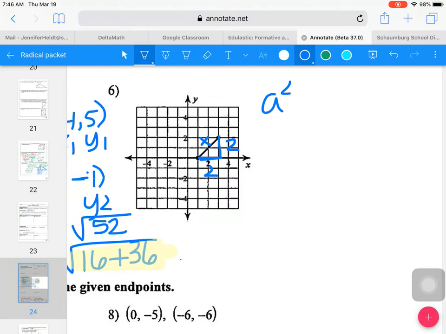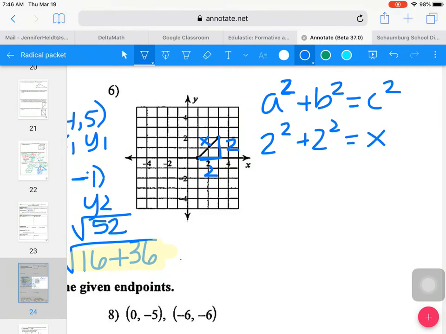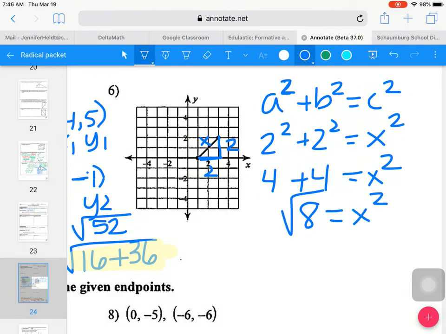So again, a squared plus b squared is equal to c squared. My a is 2, my b is 2, my c is x. That's what I'm trying to find. So I've got 4 plus 4 equals x squared. 8 equals x squared. If I take the square root of 8, I'm going to get approximately 2.83.